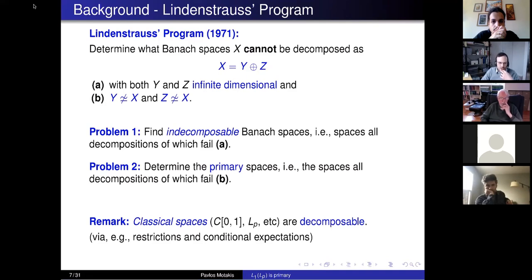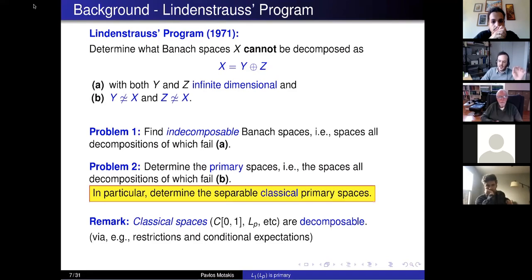Because of this, there was actually a second part to his problem. This is how his problem was actually asked: first this sentence, then the second sentence. In particular, he would like us to determine the separable classical primary spaces, because in the classical setting there aren't indecomposable spaces. They're always decomposable. So I want to look at problem 2 for classical spaces. And this program was hugely influential. It started in the 70s, and for many decades there have been results about primary spaces in the dozens. Many classical spaces have been proved to be primary. And what I want to do next is present to you some of these spaces that are known to be primary.